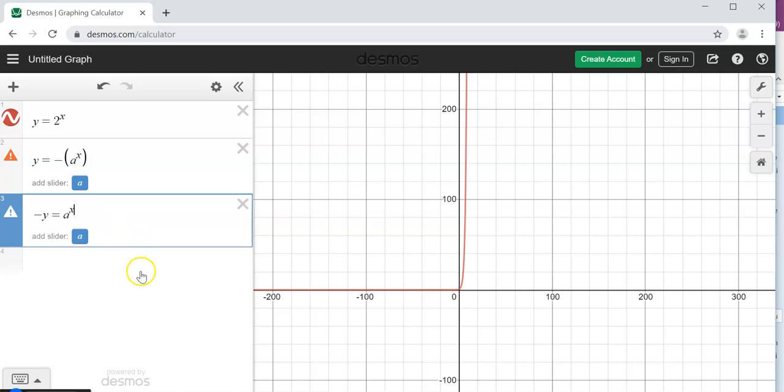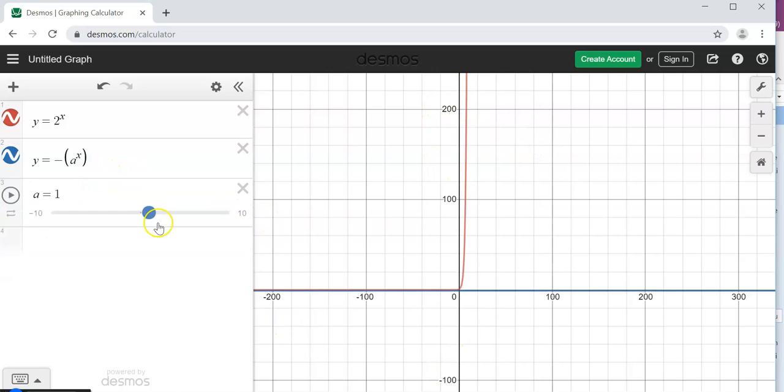So what did we explain was going to happen? If we were to make y negative, that's now going to reflect across the x-axis, because all of these values that were positive are now going to be negative. So I'll show you what I mean. I'll add a slider in here.